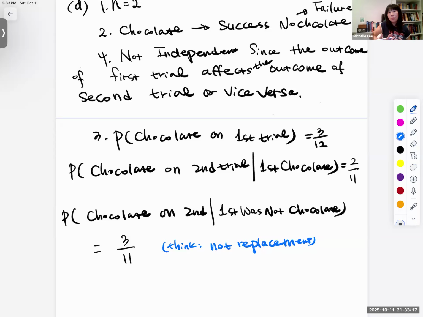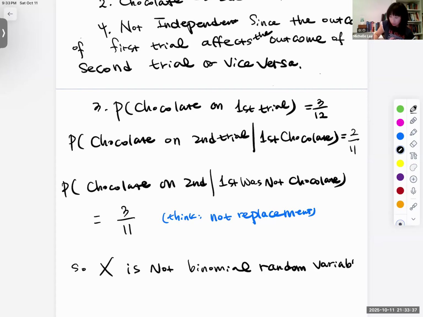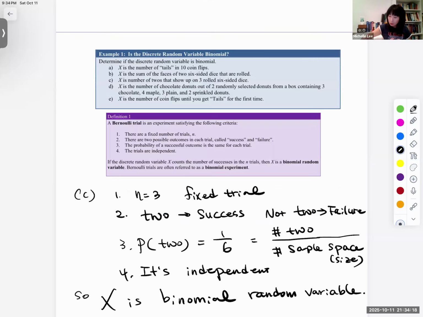All right. So X is not a binomial random variable then, right? X is not a binomial random variable. Okay, so let's take a look.